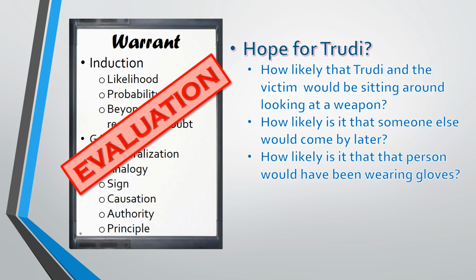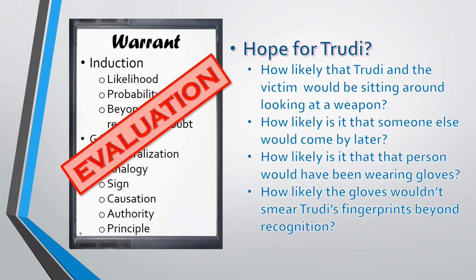And even if a person did drop by wearing gloves and did pick up the gun and shoot the victim with it, how about this? How likely is it that those gloves wouldn't smear Trudy's fingerprints beyond recognition? It's questions like this that the detectives examining the case would be asking themselves constantly. And they would go out and find as much information as they could to help answer these questions. And the more or less likely the scenario became, the less or more likely it would become that Trudy was the murderer.